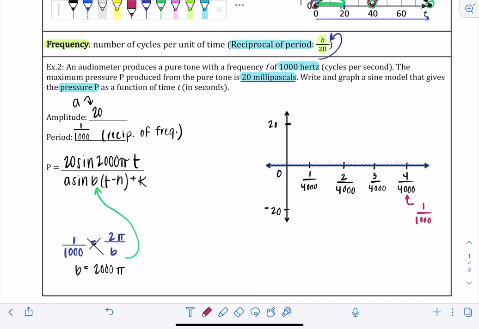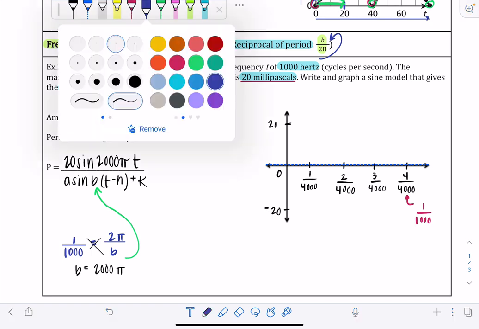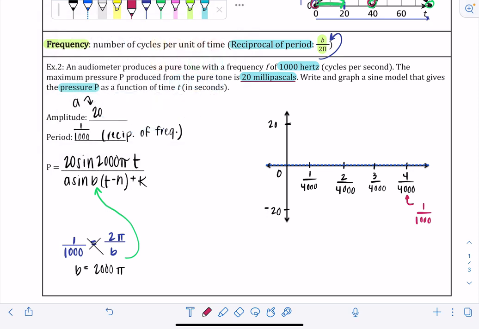So this is a sine function. So for sine, we start at the midline. So at 0 will be on the midline. We end at the midline, so 4 over 4,000 will be on the midline. And then halfway through will be on the midline as well.